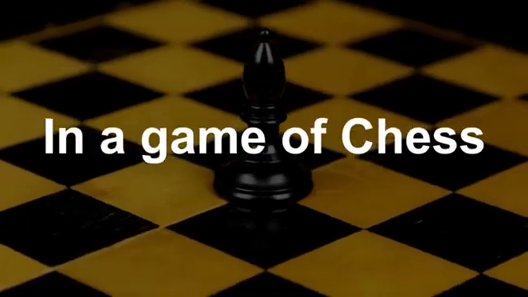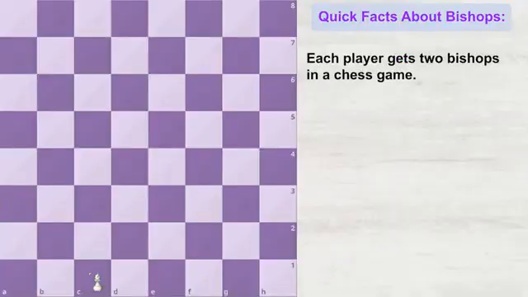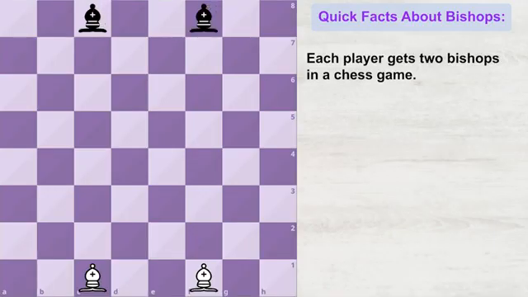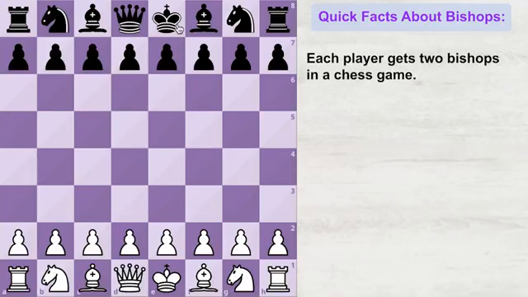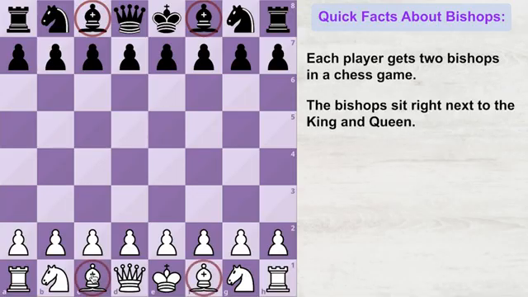In a game of chess, each player receives two bishops and they are placed on these squares as shown on the chessboard. So this will be the starting position of the bishops in a chess game. Notice that both these bishops are placed right next to the king and queen. And an easy way to remember this is that a bishop marries the king and the queen. And that is why on the chessboard they are placed right next to the king and queen.